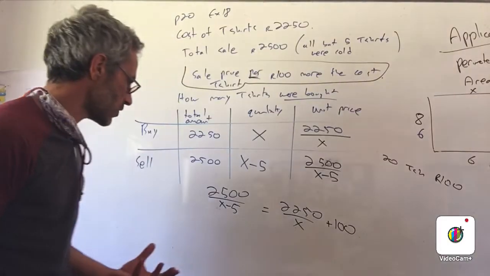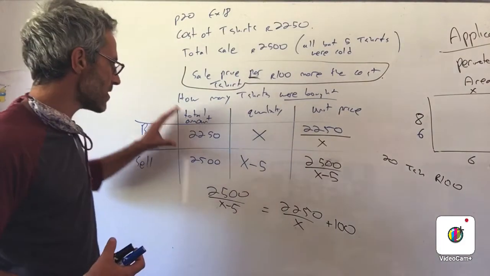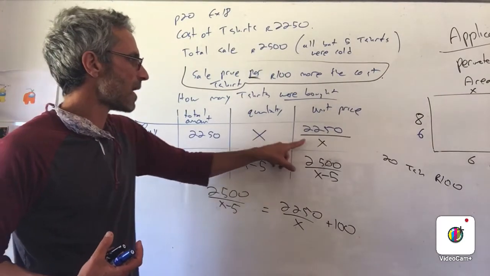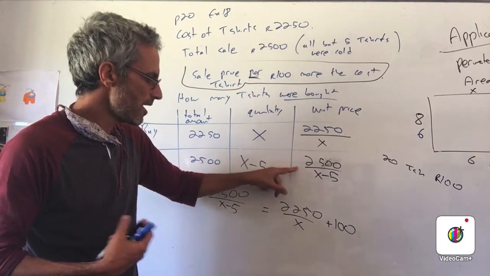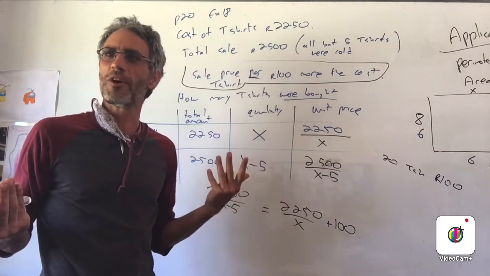Buzwe asked the question, how do we know? We don't know what X is and we want to find it. Well, what we did here, we just called it X. We don't know what it is. We found the unit price that she sold and bought. We made an equation for X, and now all I've got to do is solve for X.